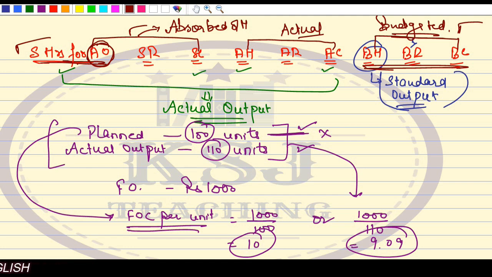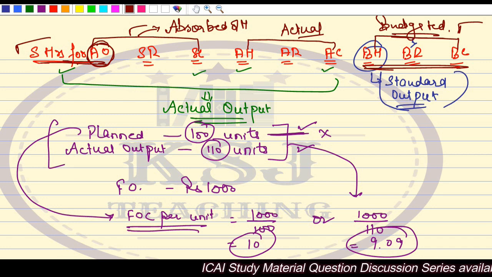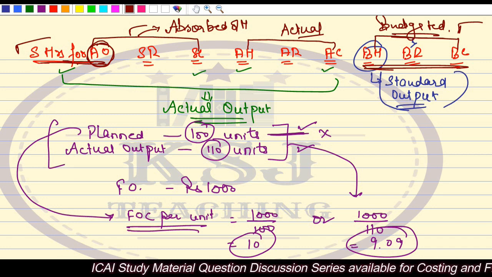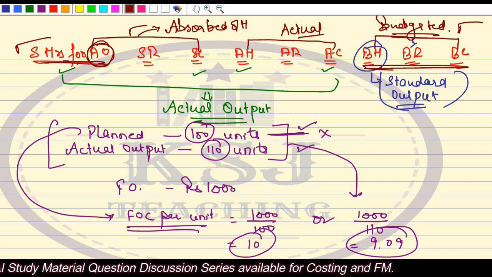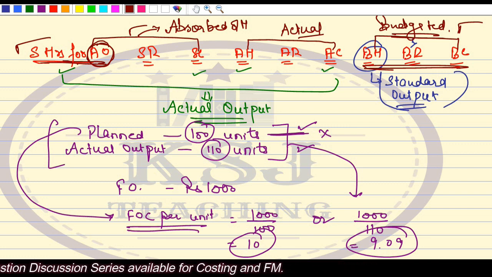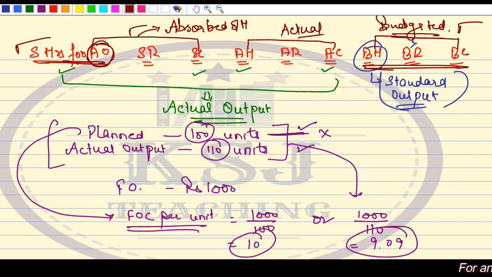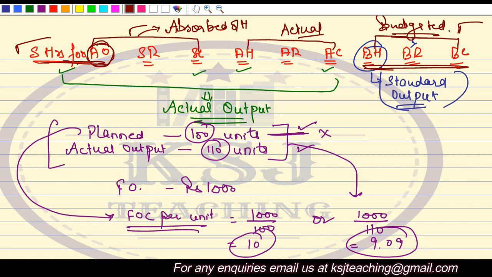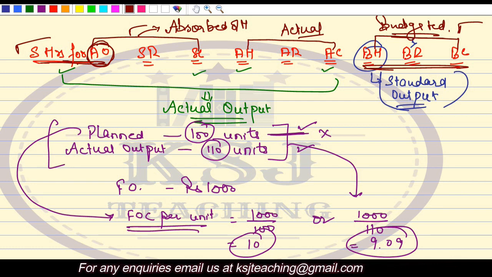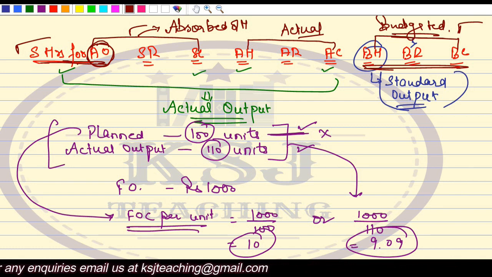Clear? And then we compare the absorbed with the actual and try to find out the under absorption or over absorption of overheads. The same concept is here also. So standard asks for actual output, standard cost. This becomes my absorbed overheads because this is on the basis of actual output. We are absorbing on the basis of actual output, then compare it with the actuals. The budgeted is from the standard output, whatever the budgeted rate we calculated, on that basis we absorb the overheads.